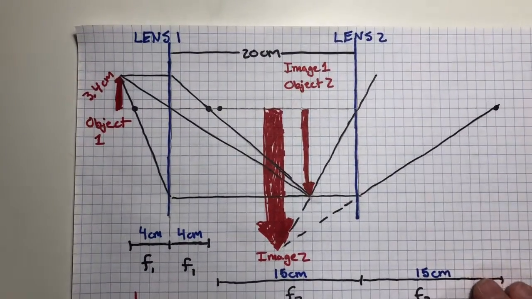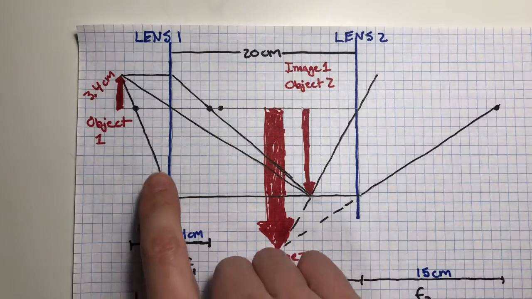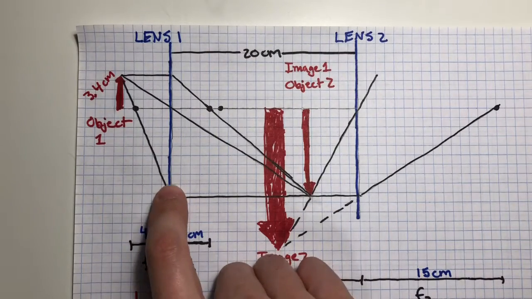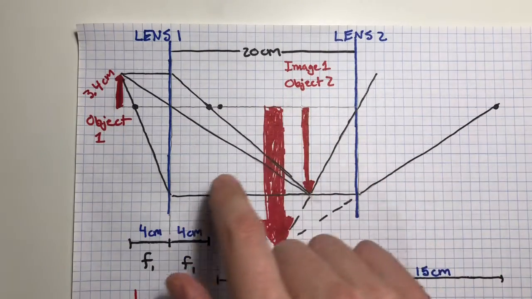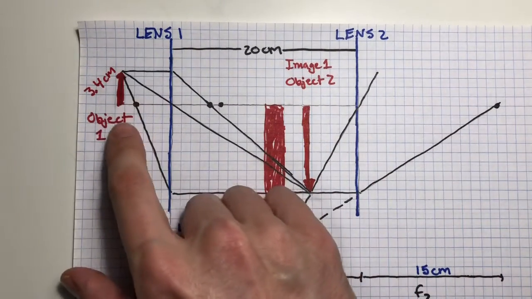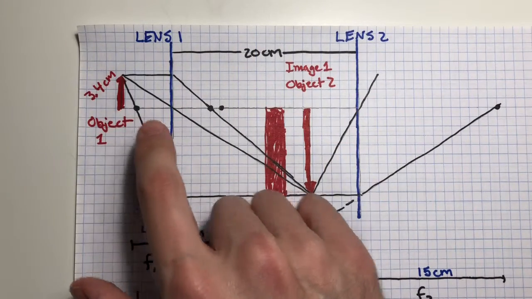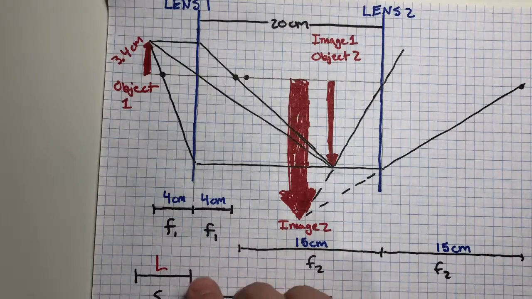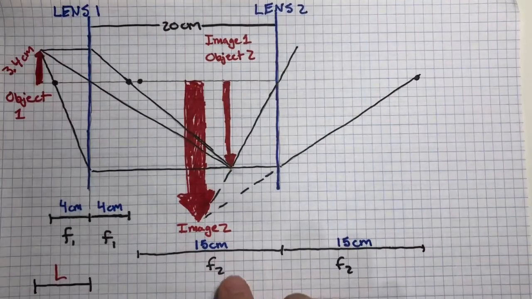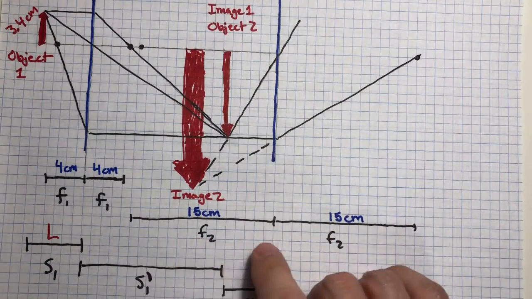So here's a picture of what that's going to look like. We've got lens 1 and lens 2 separated by 20 centimeters. Our object is some distance L to the left of lens 1. The focal length for lens 1 is 4 centimeters. Focal length for lens 2 is 15 centimeters.